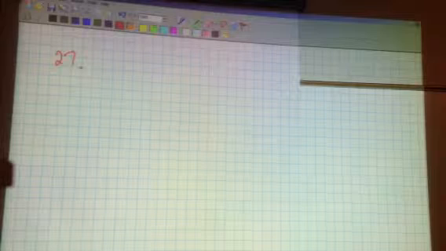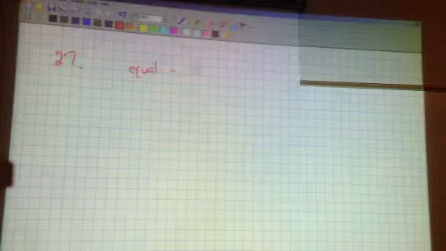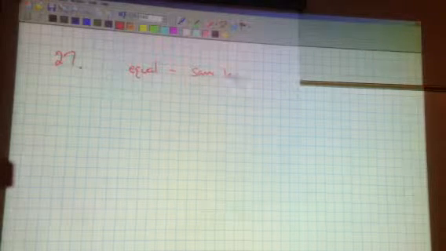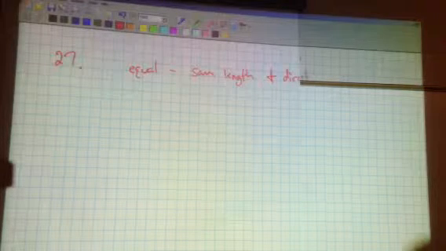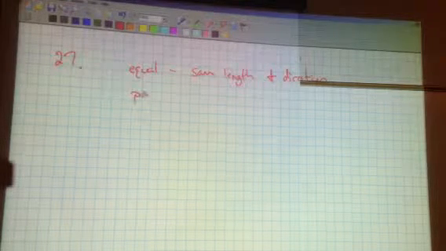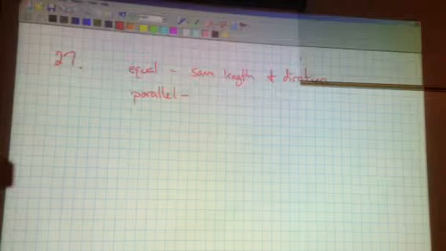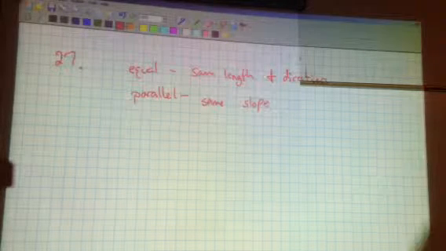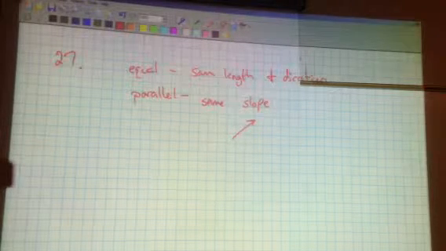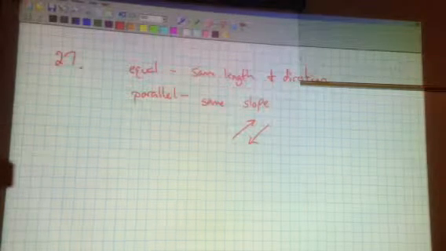27. Identify parallel and equal vectors. So equal vectors mean same length and direction. Where parallel vectors simply mean they have the exact same slope. They do not have to be the same length. And in fact, if these two have the exact same slope, these two are also considered parallel.